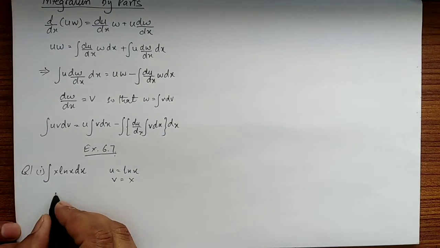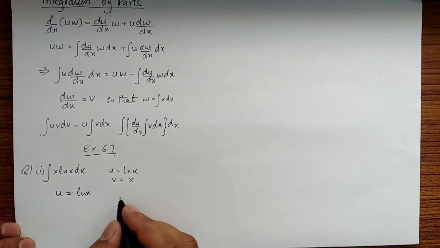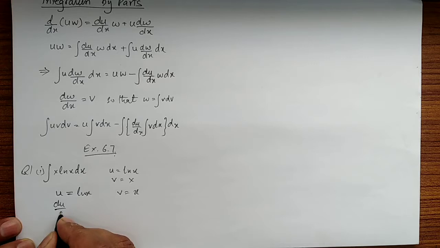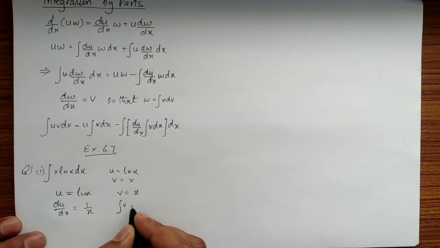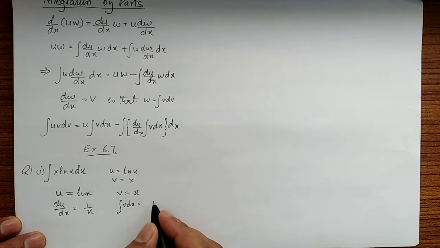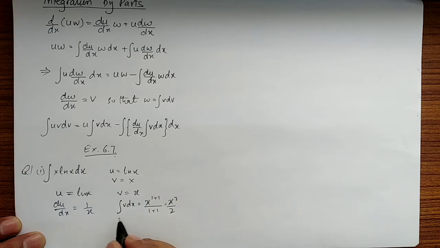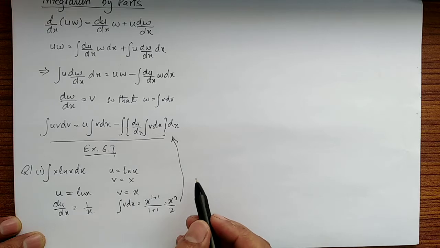So we have supposed u equals ln x and v equals x. Taking the derivative of u gives us 1 upon x, and the integral of v dx gives x square upon 2. So now putting these values into the formula, which is the standard formula for integration by parts.